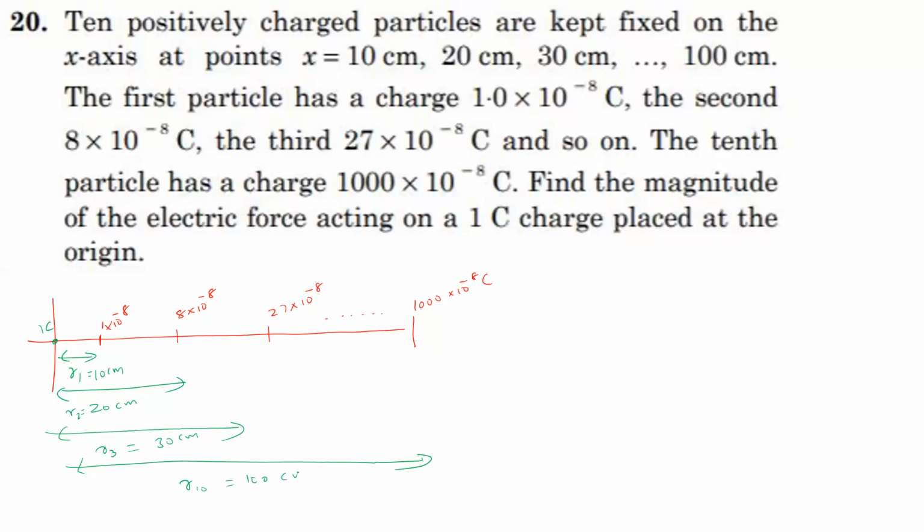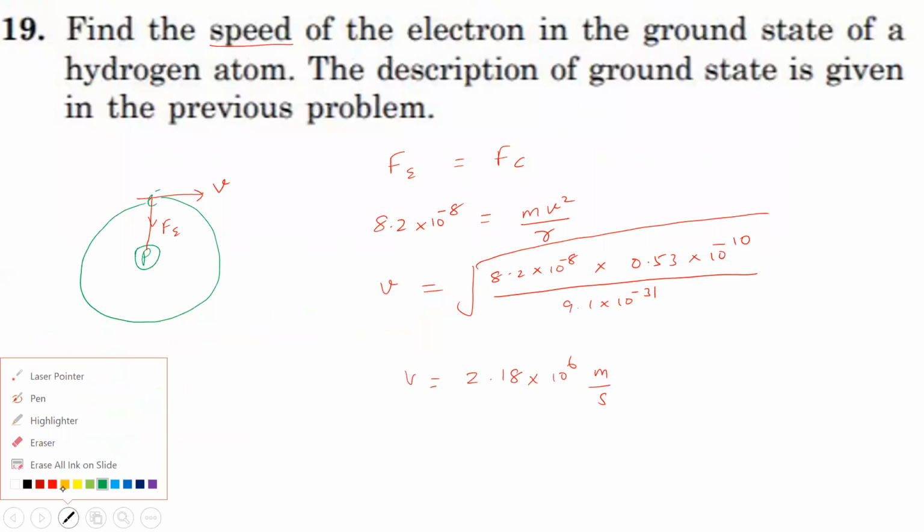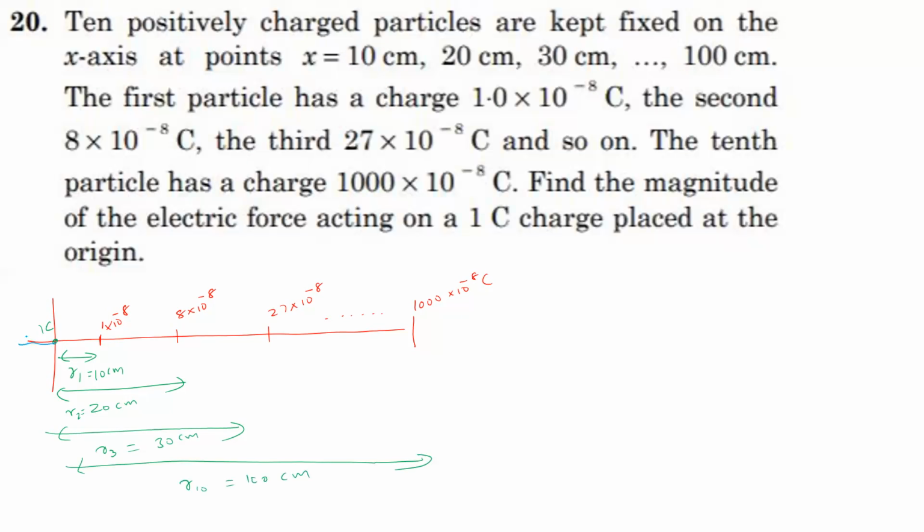Now all the charges are positive, so they will all exert a repulsive force on the charge at the origin, all in the same direction. F1, F2, F3, all the forces act in the same direction. So the net force is the algebraic sum, because all the forces act in the same direction: F1 plus F2 plus F3 plus so on up to the 10th charge.